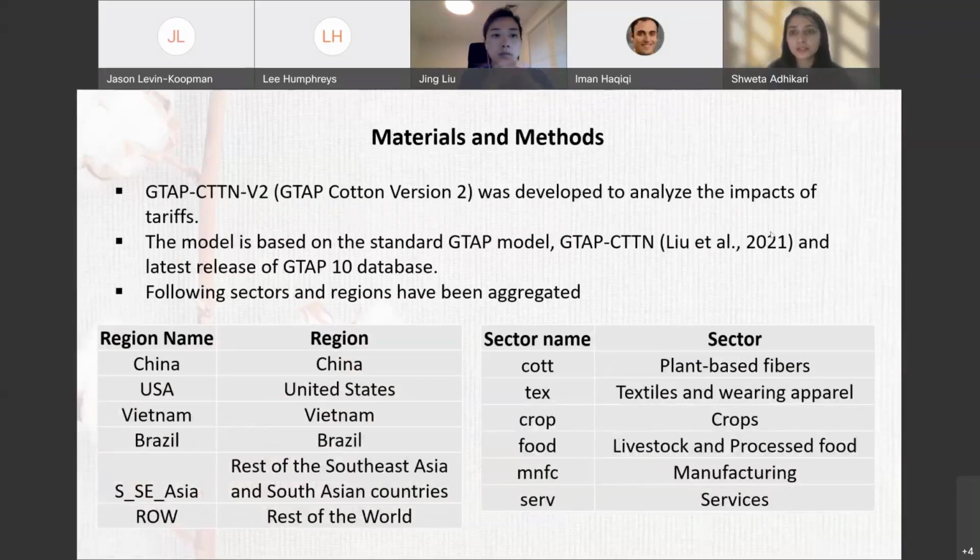So, materials and methods. The data we used is actually a follow-up of research that we were doing before. We had GTAP cotton version 1 that had regional integration of China, US, and the rest of the world only. And now for this research, we have developed GTAP cotton version 2, which has 6 regions and 6 sectors aggregated. So we have China, US, Vietnam, Brazil, other Southeast Asian and South Asian countries, and the rest of the world. In the case of sectors, we have 6 different sectors that are listed below.